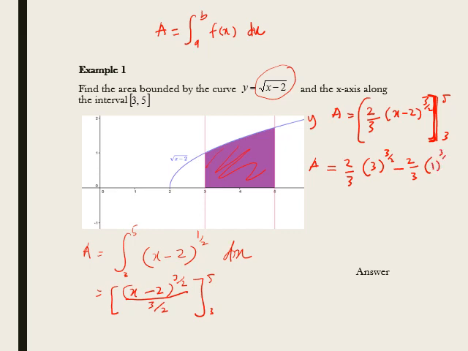Okay, so make use of your calculator and you'll get the answer. So the answer is 2.80 unit square. Okay, that's it. So we'll try to look at the next example.